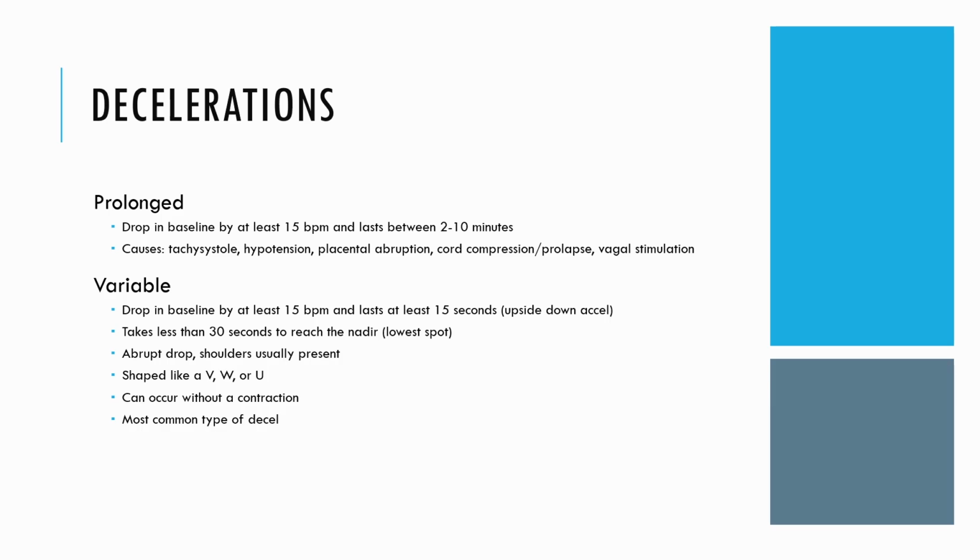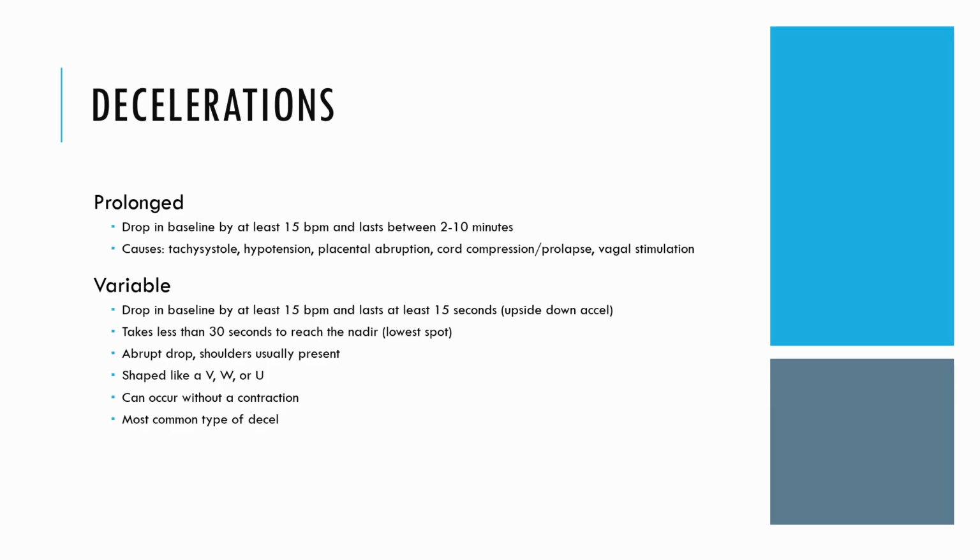Okay, after we look at contractions, now we can look at decelerations. So there's 4 different types of decelerations, and in class I'm going to help you walk through how to correctly identify these a little bit easier, but I want to talk about each of them, their definition, and what are some causes. So the first deceleration is prolonged.